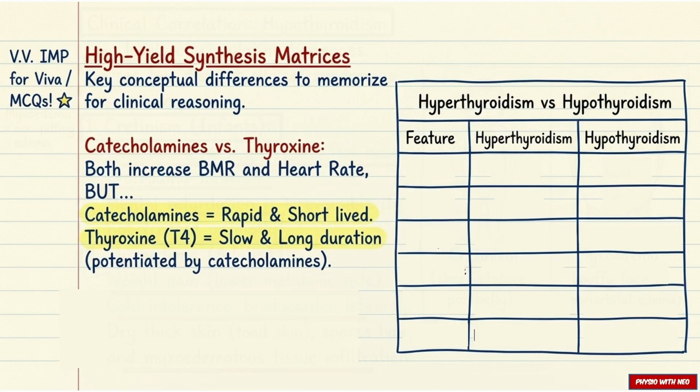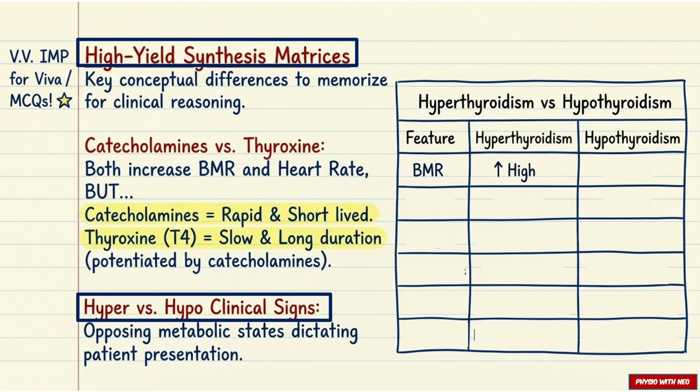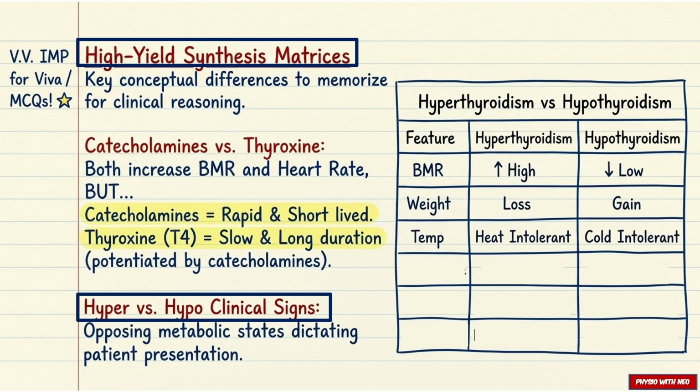This comparison table is one of the highest yield slides between hyper and hypothyroidism. In exam, always draw a comparison table. It's faster to write and easier for examiners to evaluate. So let's see one by one about hyper and hypothyroidism. First point is BMR. BMR is increased or high in hyperthyroidism and low in hypothyroidism. Weight. There will be weight loss in hyperthyroidism and weight gain in hypo. Temperature is heat intolerant in hyper, cold intolerant in hypo.